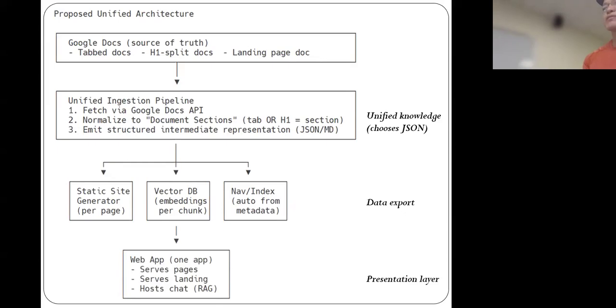And then you have a web app. That's one app that does all of it. Serves the pages, the landing page organization, and then it does the chat all in one. That's basically what you want, all in one UI. So that's the next one.